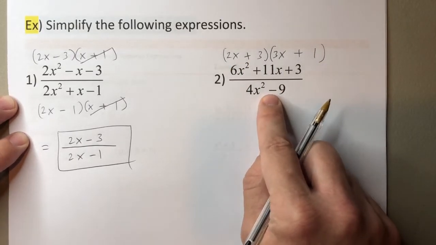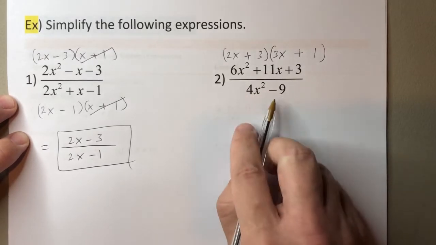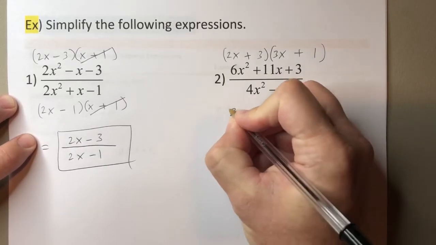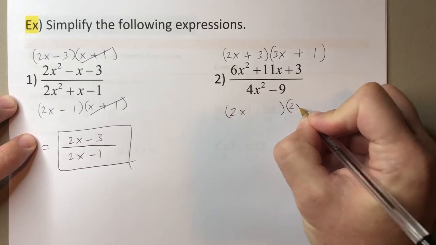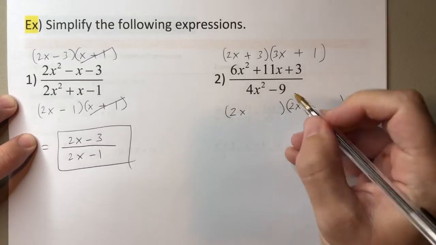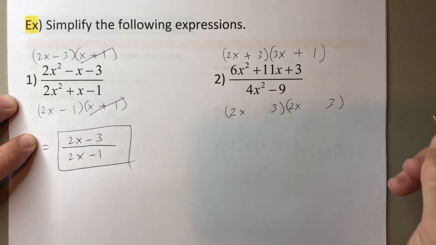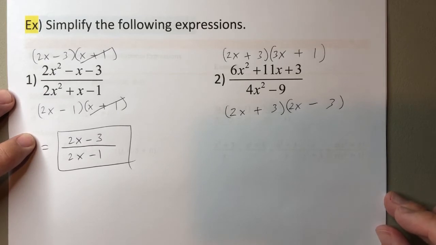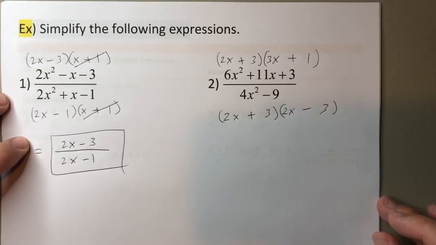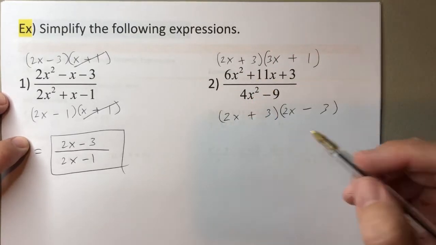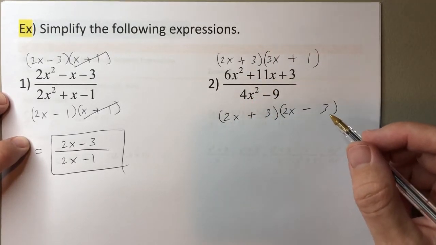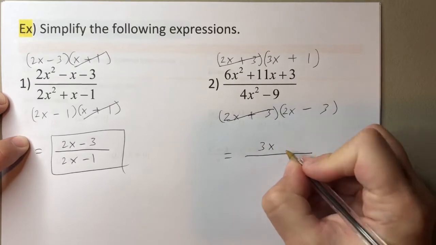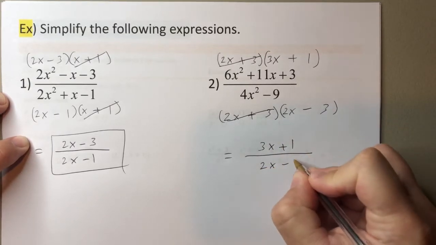In the denominator, you should recognize that this is a difference of two squares. So the square root of 4x squared is 2x. The square root of 9 is 3. And then we do what? We alternate the signs. All right, so after we factor it, we see if we're able to simplify it. Do any of these factors repeat on the top and on the bottom? Yeah, the 2x plus 3 factors repeat, so they're eliminated. Final answer is 3x plus 1 all over 2x minus 3.